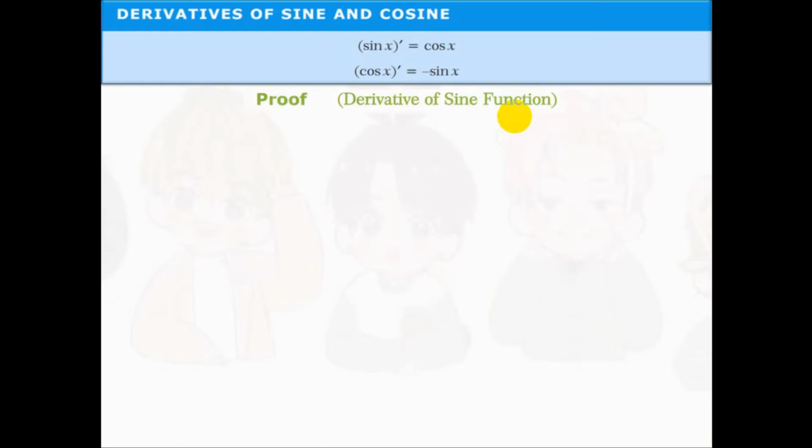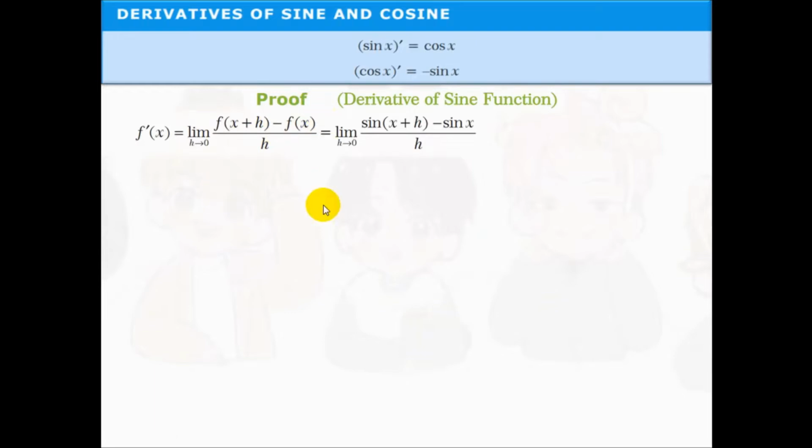This is the proof about the derivative of the sine function. Of course, you know the proof uses the definition of derivative. f prime x is equal to the limit as h approaches 0 of f(x plus h) minus f(x) over h, which is the limit as h approaches 0, changing the function here using sine. So we get sine(x plus h) minus sine x over h.